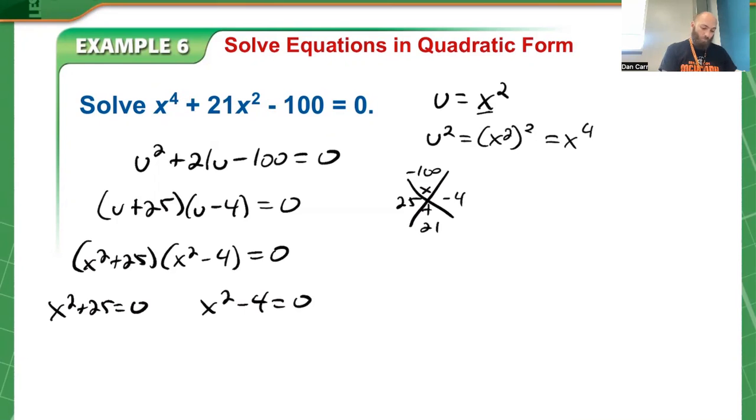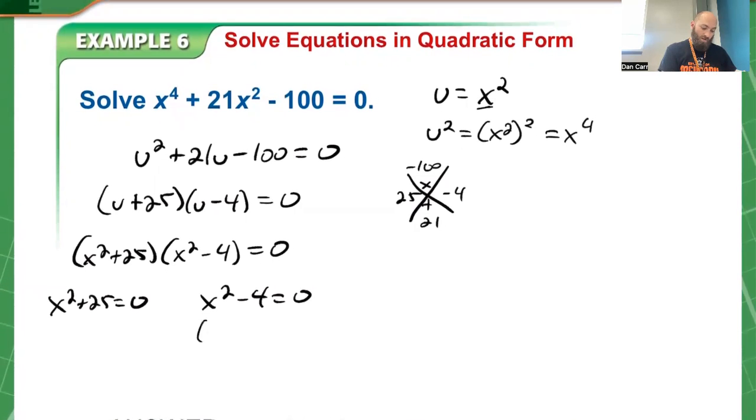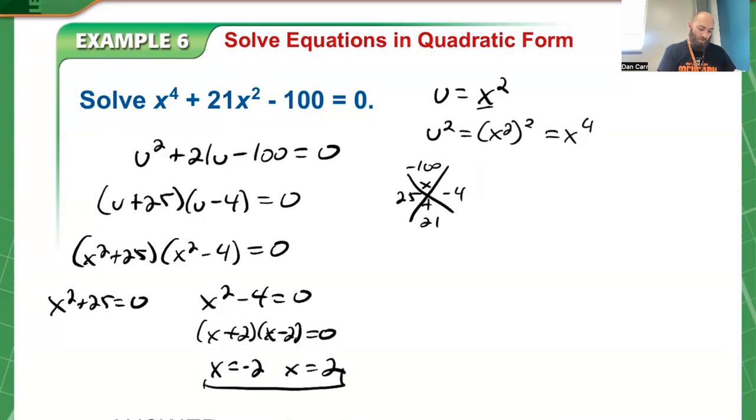For the one on the right here, if I solve that, I could do some factoring if I want to, or I could just do the square root property if I add the 4 over. Either way, I'm going to have +2 and -2. And if I solve those two, I get x equals -2, x equals +2. These are my two real solutions here.